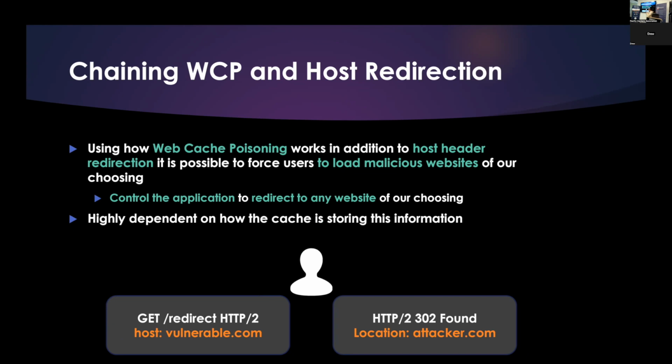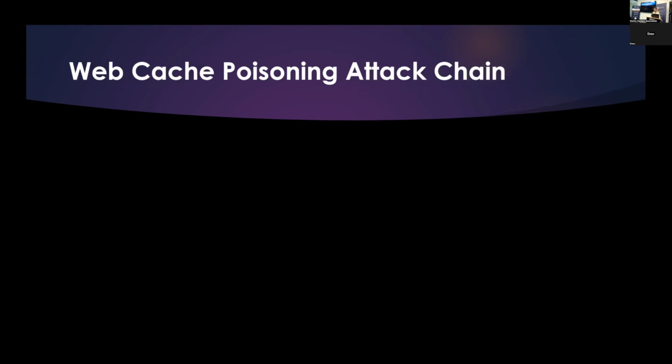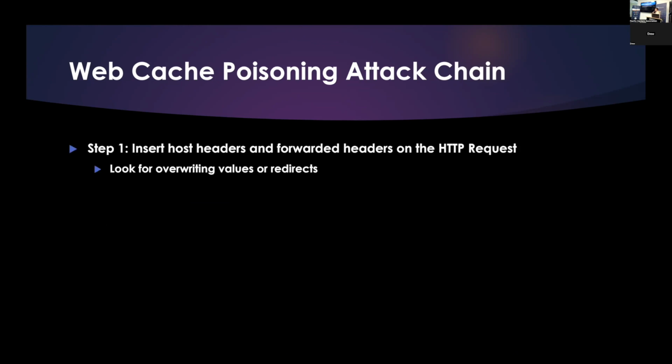So we have our victim here, he's trying to load a redirect on vulnerable.com. We're able to successfully redirect him away to hacker.com. I know that's a lot to digest, so I wrote out a quick attack flow. Our first step is to insert host headers and forwarded headers on the HTTP request and look for potentially overriding values or redirects.